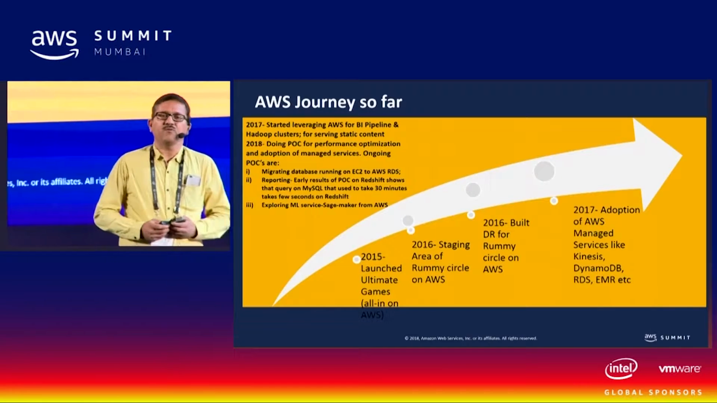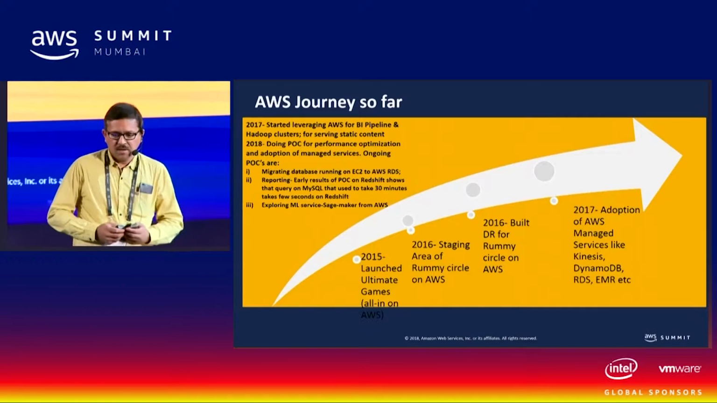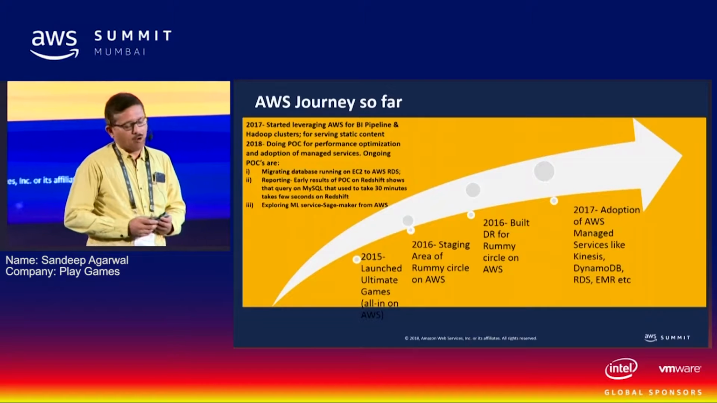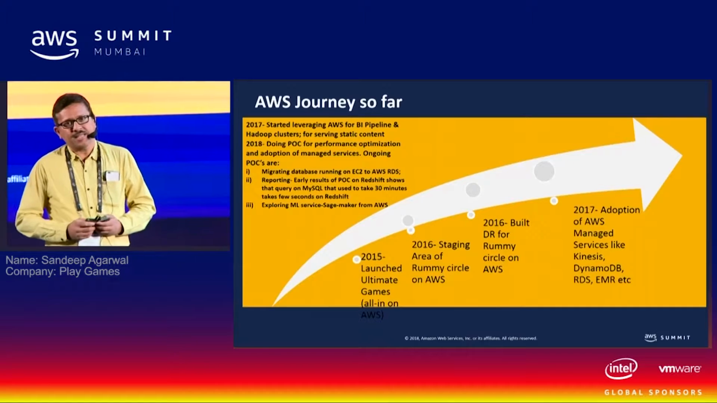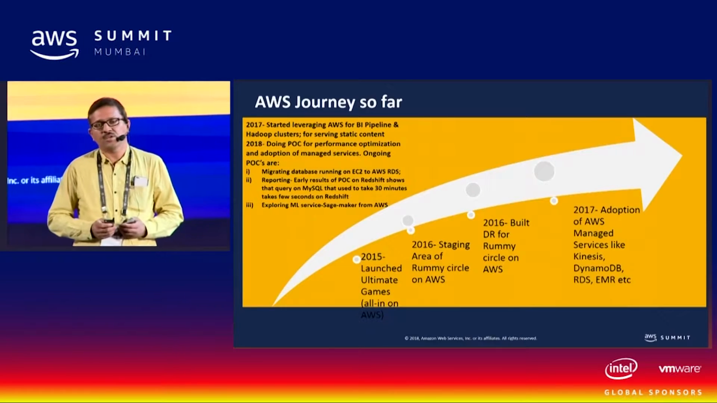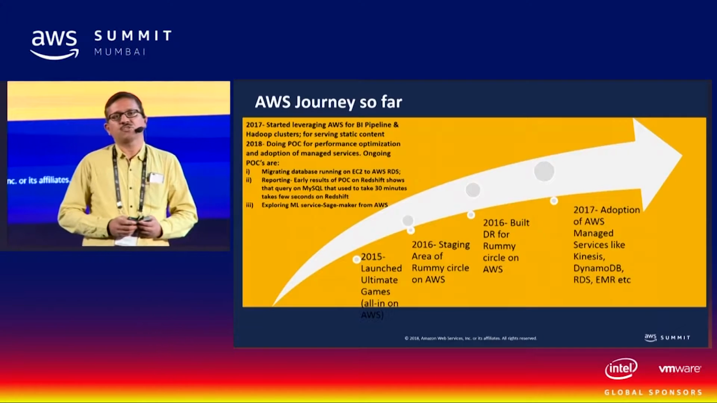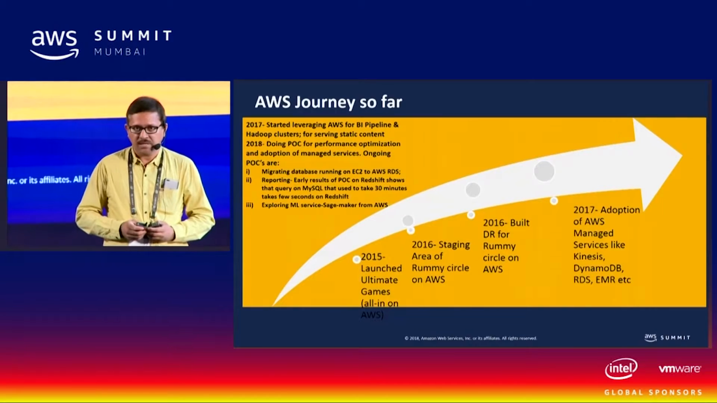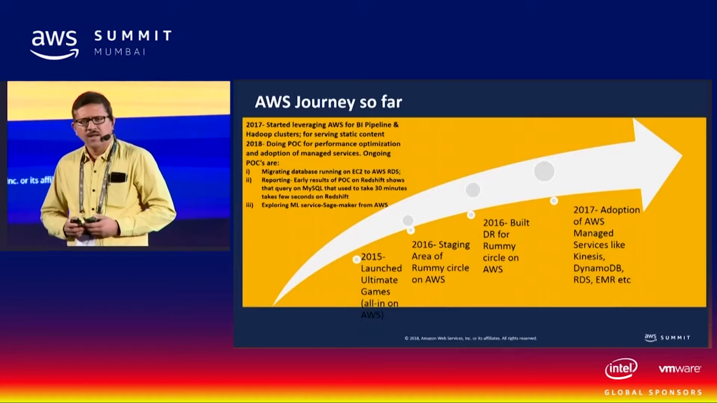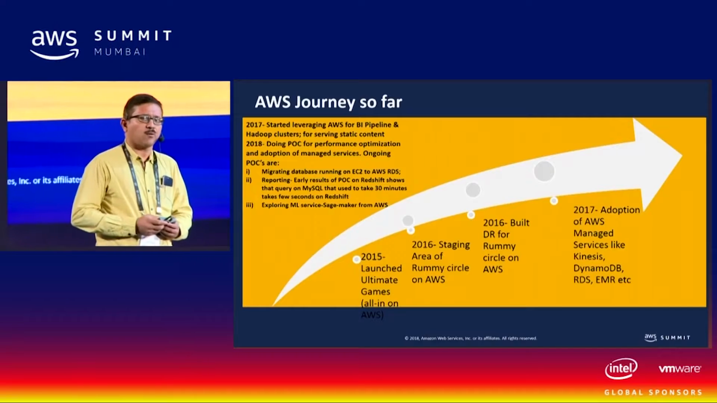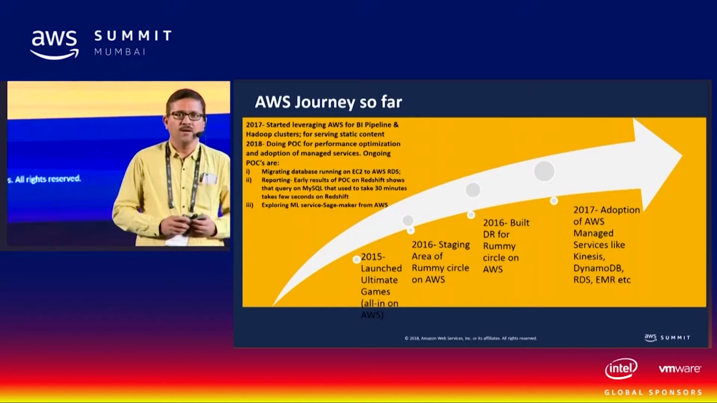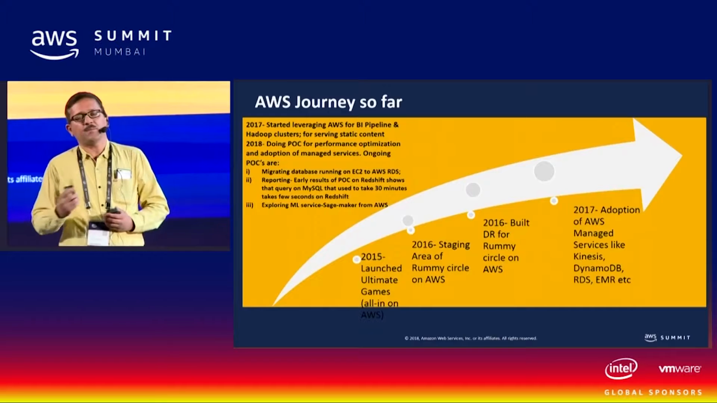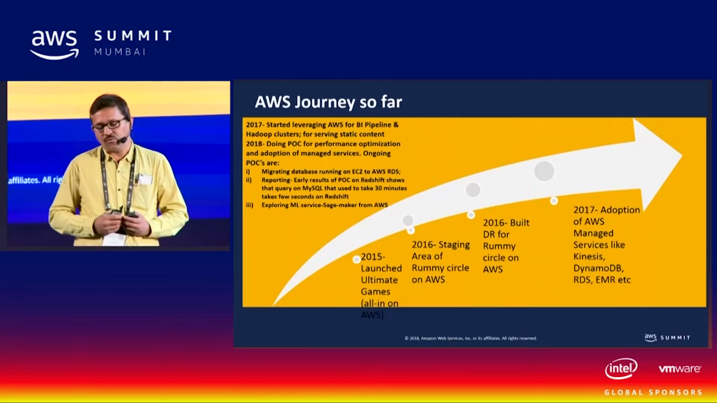Now, our AWS journey has been very interesting along with the colo journey that we have had. We started Ultimate Games completely back in 2015 on AWS. In 2016, we took one of the parts of our Rummy Circle to AWS. This was our staging/testing area. We created a pretty large environment, both for our developers and for our QA teams, hosted off of AWS. Then in late 2016, we built a DR environment, a disaster recovery environment for our colo model on AWS. So in case a disaster were to occur, we would be able to switch over to the AWS DR setup very quickly.